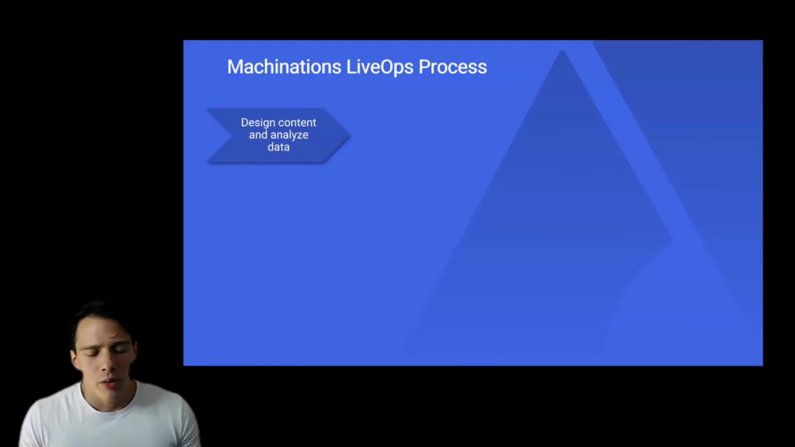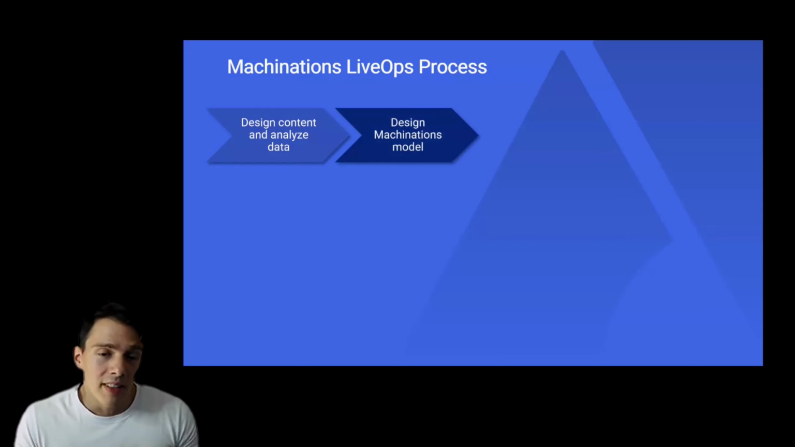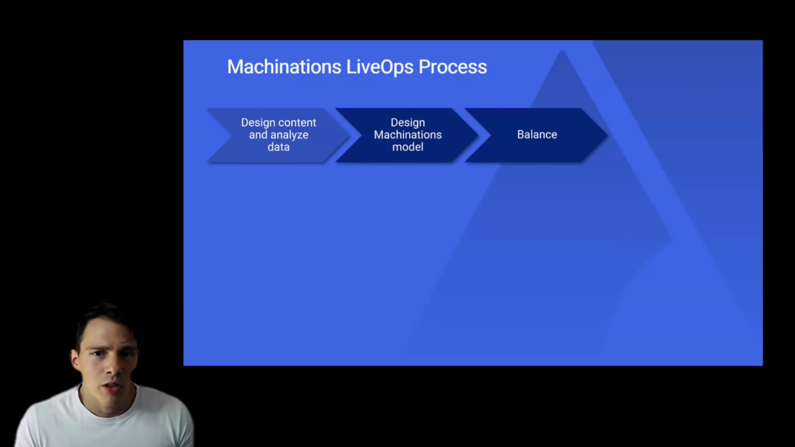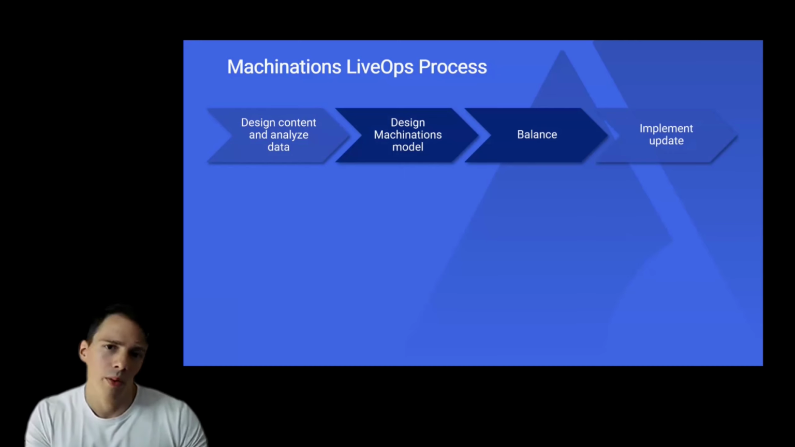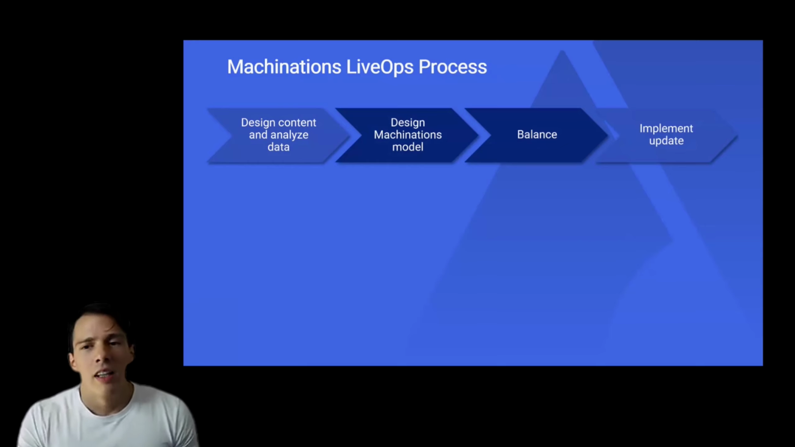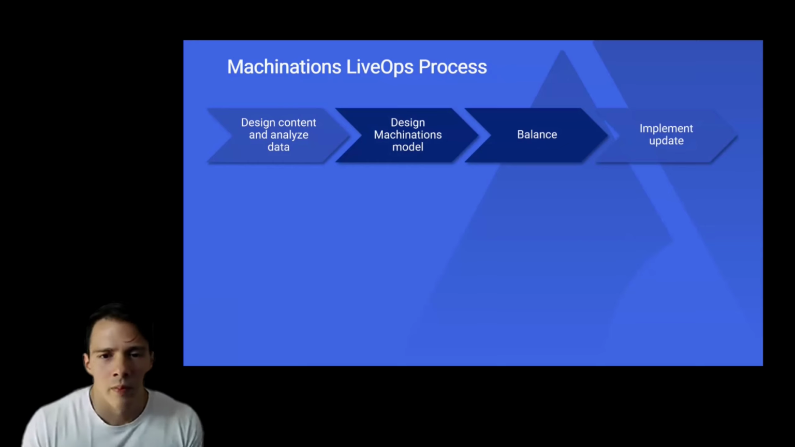So assuming that you already analyzed data and you designed content and you're saying, okay, we are going to add a new event. Now let's start working on our Machinations diagram. So first you're going to do a design of this diagram, then you're going to start the balance process. And once you say, okay, these are the results that I wanted, then you're going to implement this update, or you're going to talk with the programmers and say, hey, this is stable, I want this, so let's release.